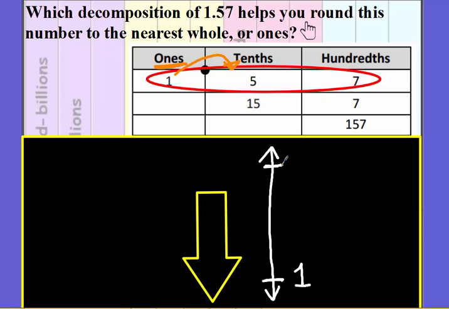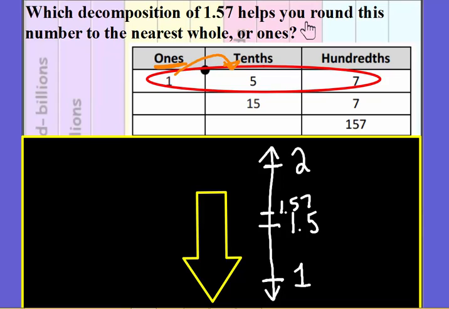At the top, I'm going to put the number it can round up to. It can round up to 2. And in the middle, I'm just going to put my halfway mark. It's going to be 1.5. That's halfway between these two. And now I'm going to mark off my ones. Well, my 1 is going to be right here, 1.57.